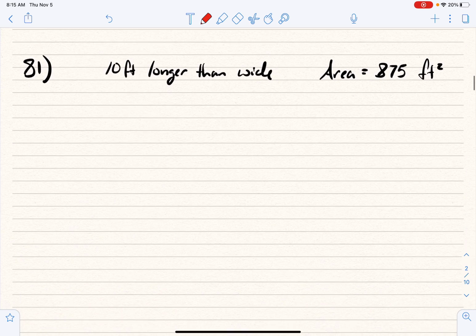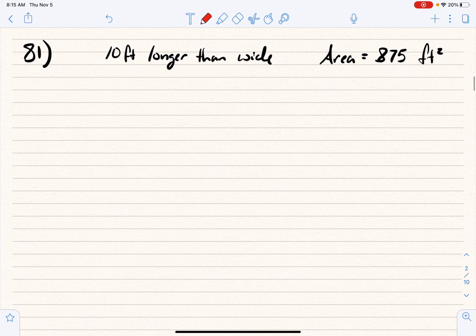All right, number 81. Now, I love these kinds of problems because these are basic. This is area of a rectangle. Everybody knows how to do area of a rectangle. This is not a complicated problem, so don't let it be complicated. It says that one side is 10 feet longer than the width.